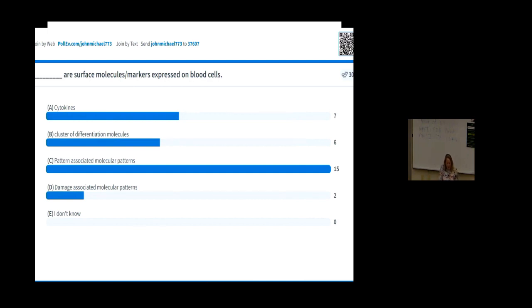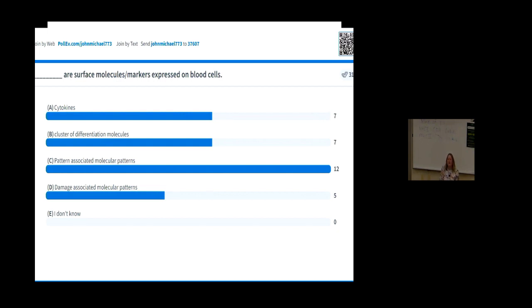Okay, most of you said pattern-associated molecular patterns. That would be bad. That would be so bad. PAMPs are located on pathogens. So remember the P's go together, right? PAMPs on pathogens. PAMPs are a sign that something is not self. And that means your body's going to attack. So if you had these on your blood cells, your body would attack all your blood cells. It's definitely not PAMPs.